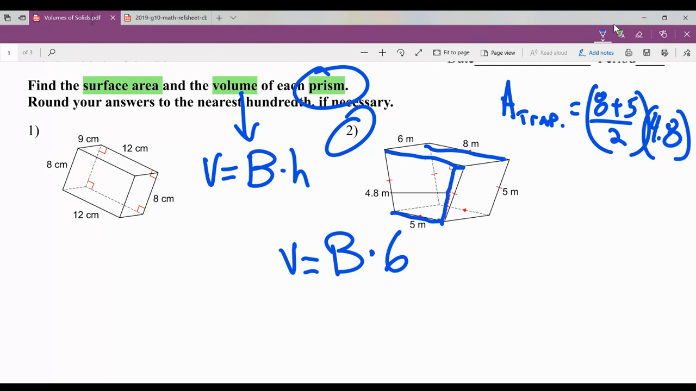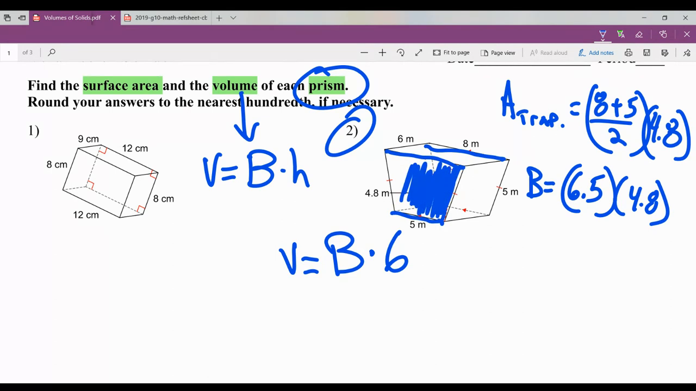The way this is usually represented in a formula is they use a lowercase b with a subscript. So there's b1 and b2. Well, there's your 8 and your 5. You add them together, you divide by 2. All right, so the area of each trapezoid is 8 plus 5 is 13 divided by 2 is 6.5 times 4.8. That's capital B. It's the area of that trapezoid.